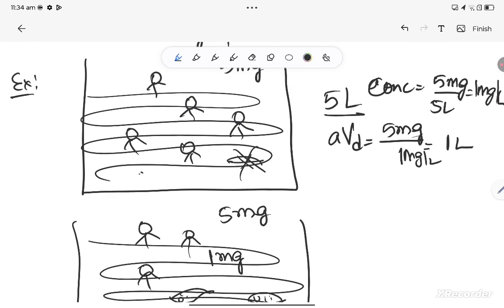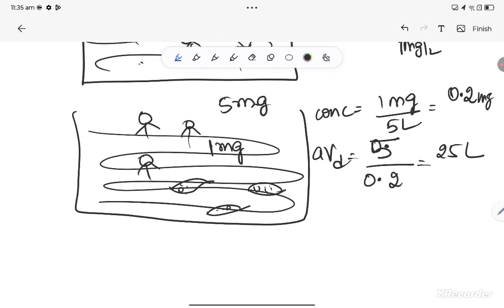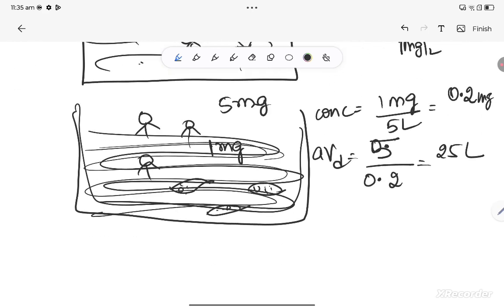Now, using the same formula, plasma concentration will be 1 milligram in 5 liters. This is 0.2 milligram per liter. Now, let us calculate AVD. I have given 5 milligrams and 0.2 is the concentration, so it is around 25 liters now. But did the beaker change? Did the amount of volume change? No. Did the amount of fluid change?